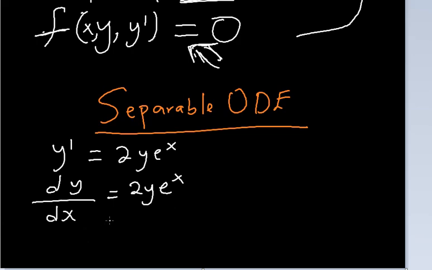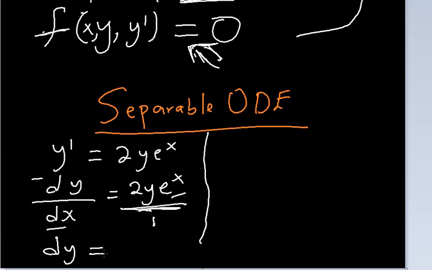So now we can separate the variables. What do I mean by separating variables? You put the y and the function of y at one side of the equation, and the function of x with the dx at the other side of the equation. To do that, the very first thing I'm going to do is cross multiply so that I will not have a fraction. By cross multiplying, I have dy equals 2y exponent of x dx.